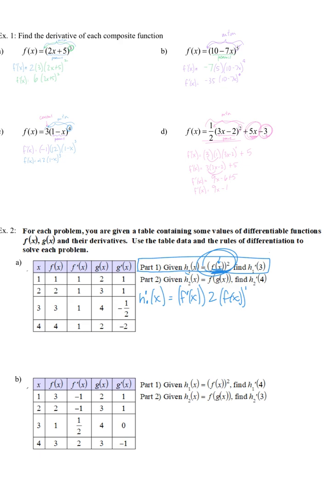All right, now they want me to evaluate this at 3. So let's see, f prime of 3, I'm looking at my table here, making sure I get the right number, is 1. Then I've got this 2. And f of 3 is 3. This whole thing equals 6. Okay, now let me switch colors. I'll do the second one in pink.